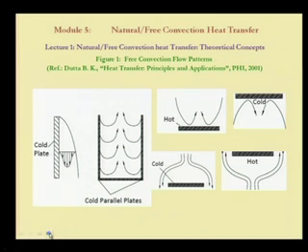If you see here, there are typical free convection flow patterns of the fluids in figure 1. In the first case, this is the cold plate, and we can see that these are cold parallel plates. So, this is a cold plate.